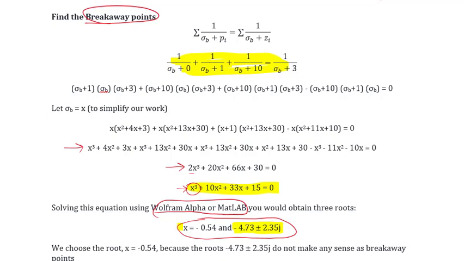The only one that does is this one here, this negative 0.54. So that's going to be the breakaway point. So at the very end of this, sigma b is equal to negative 0.54, and we can write that in our root locus diagram.